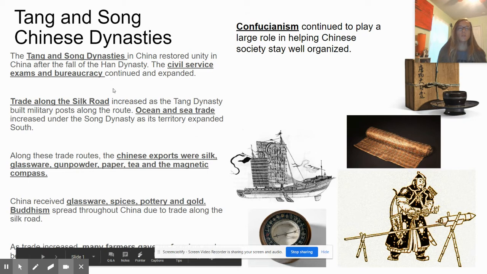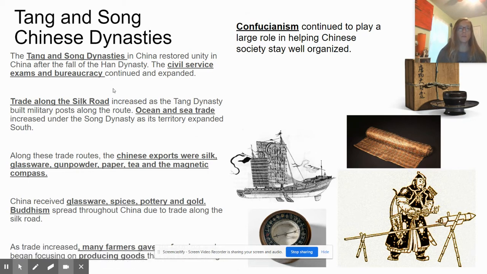Hi, so you should have watched at least one of the videos on the Explore page before getting to this page. This is going to be kind of like an overview of the Tang and Song Chinese dynasties.